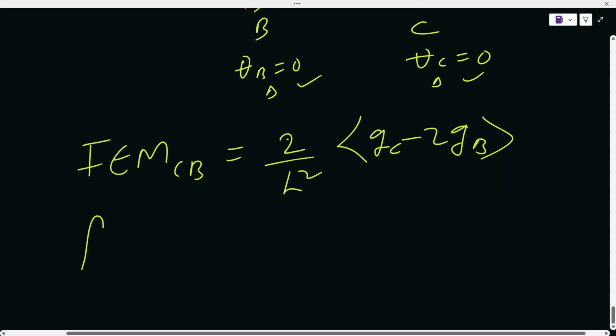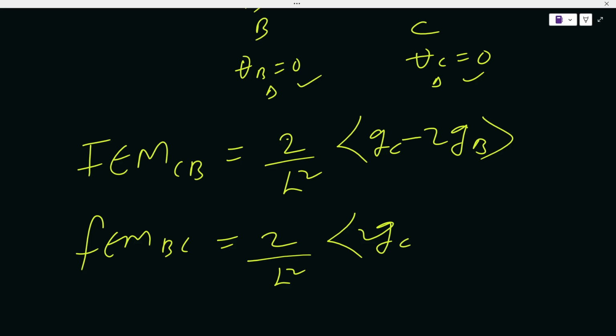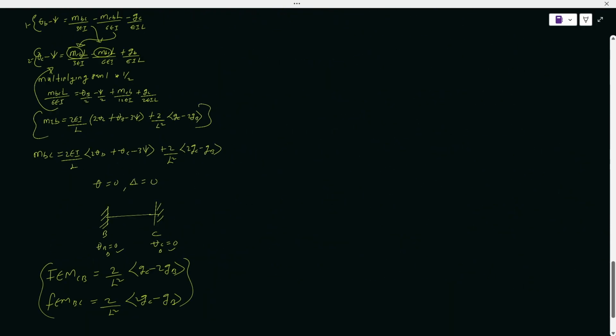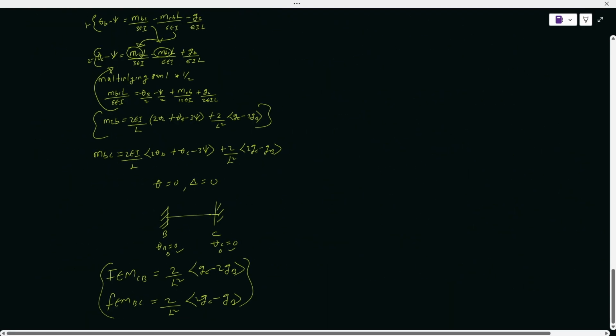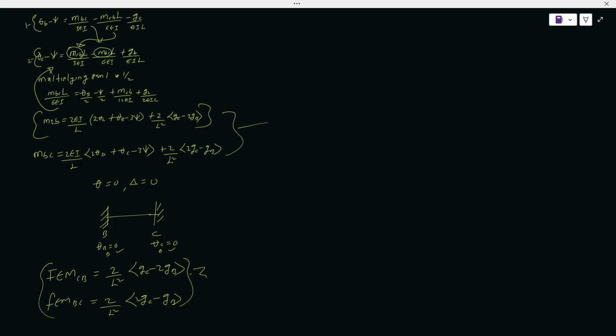Similarly, FEMBC, converted into a fixed end moment, equals 2GC minus GB. Now, if these are my fixed end moments, and these are my two equations, it means that I can convert these two equations to something better.